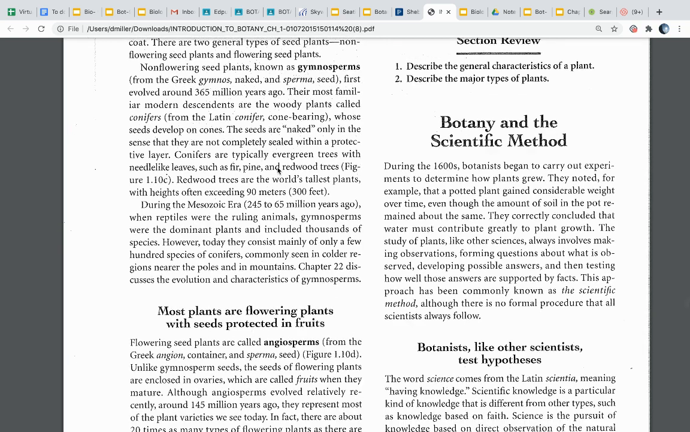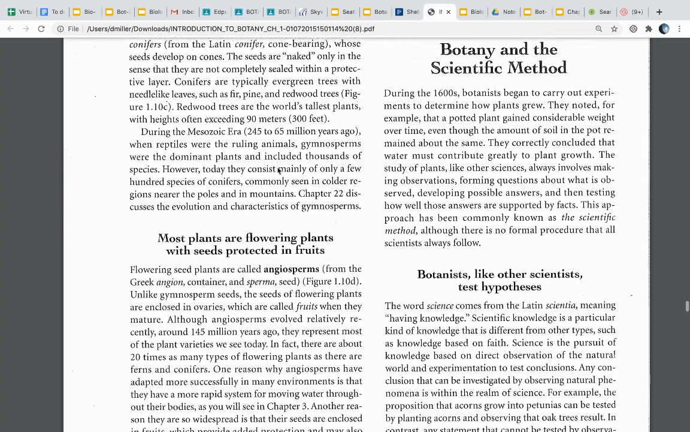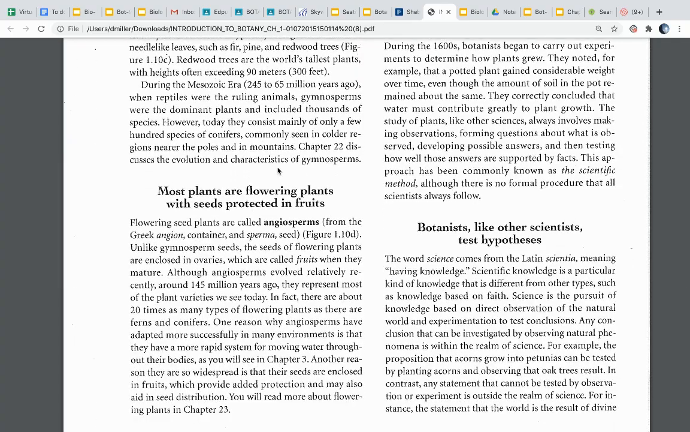During the Mesozoic era, which was 245 to 65 million years ago, when reptiles were the ruling animals, gymnosperms were the dominant plants and included thousands of species. However, today they consist mainly of only a few hundred species of conifers, commonly seen in colder regions near the poles and in mountains. Chapter 22 discusses the evolution and characteristics of gymnosperms.